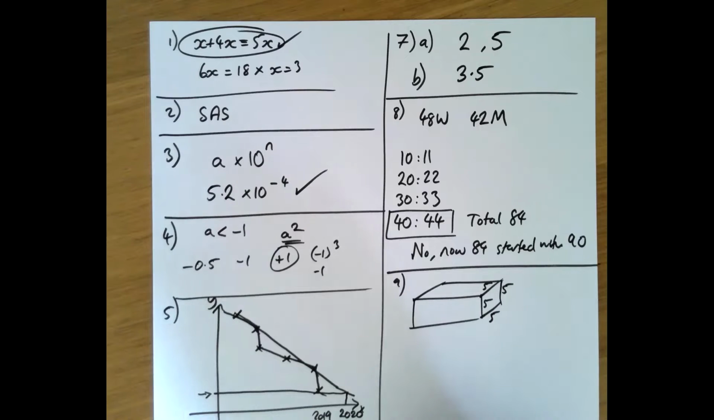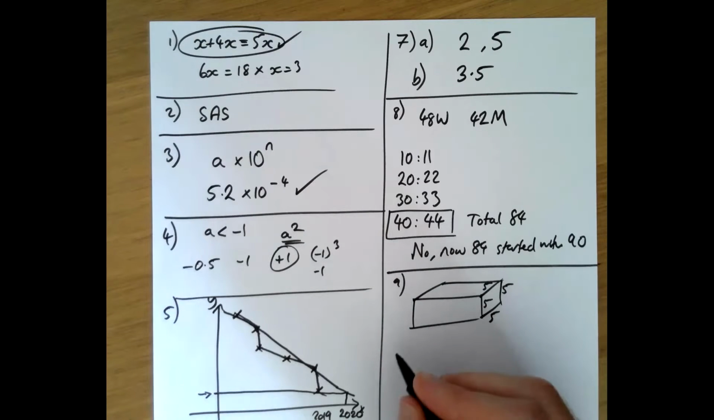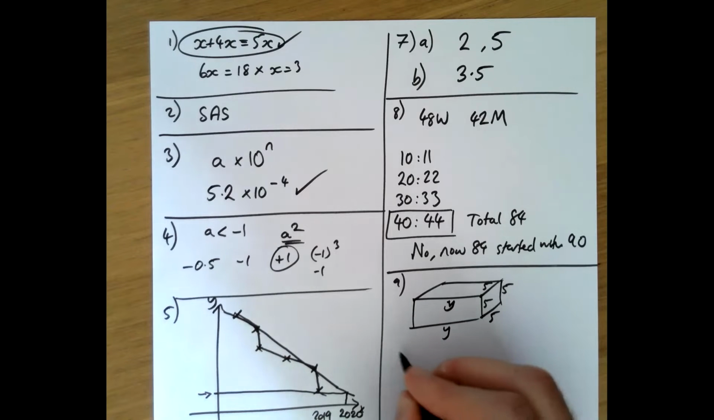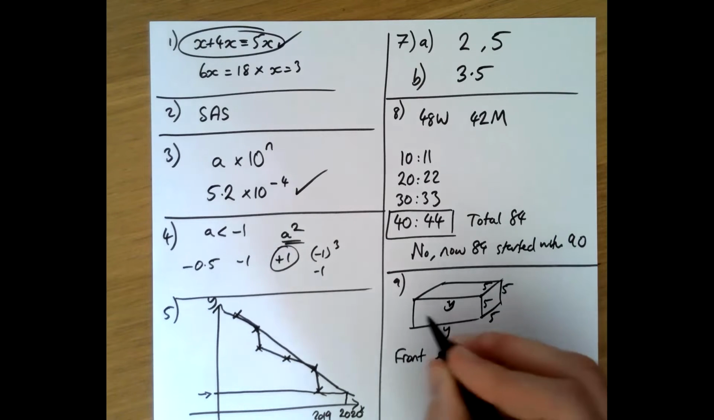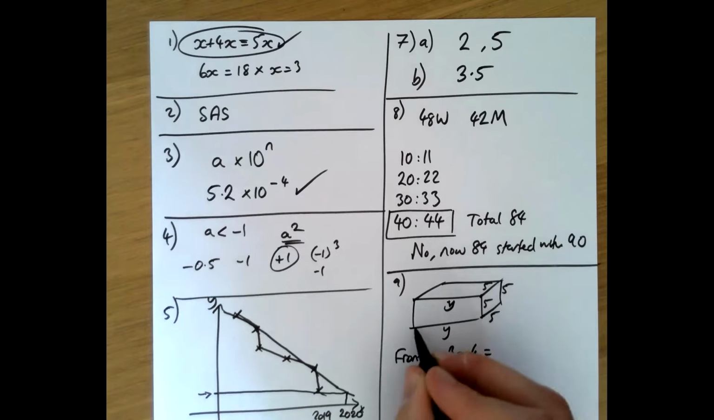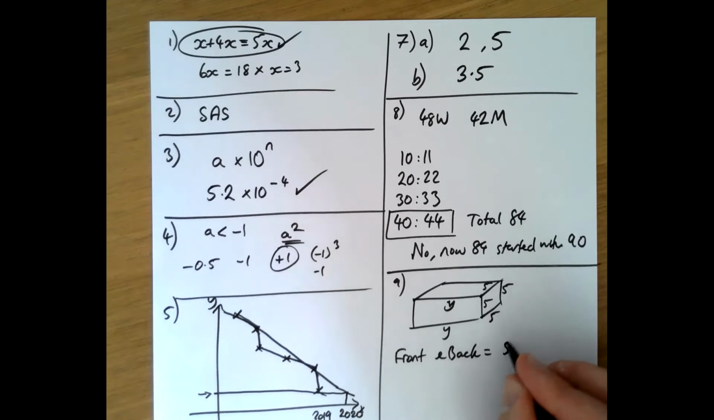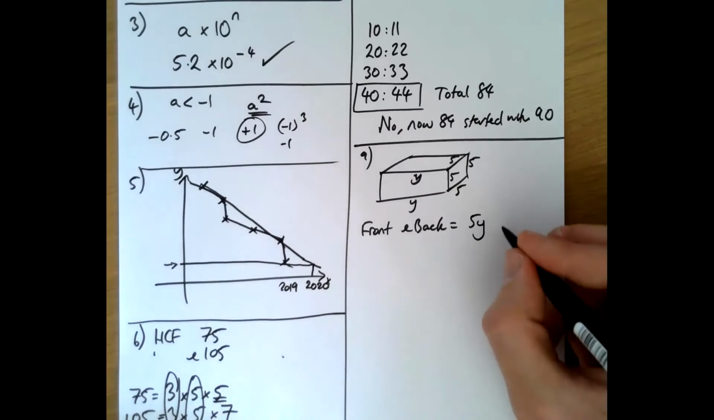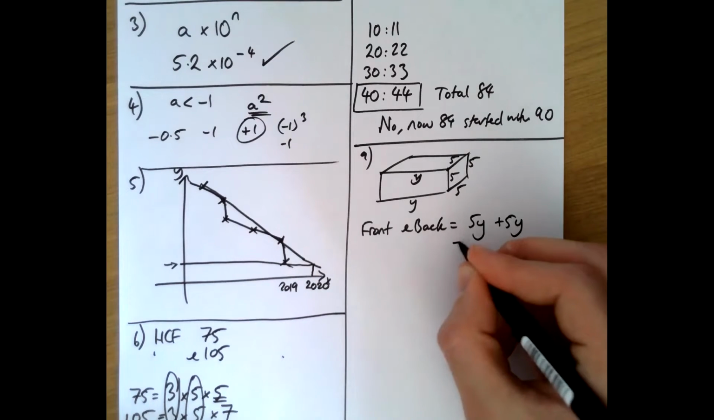Okay, well, we're dealing with the surface area, so let's just be really methodical about it. Let's go with, first of all, that's y, isn't it? And that's y. Let's go with the front and back. What's the area of this front? Well, it's y times 5, which is just 5y. But that's the front. We also need the back, so I'm going to add 5y to 5y is 10y.